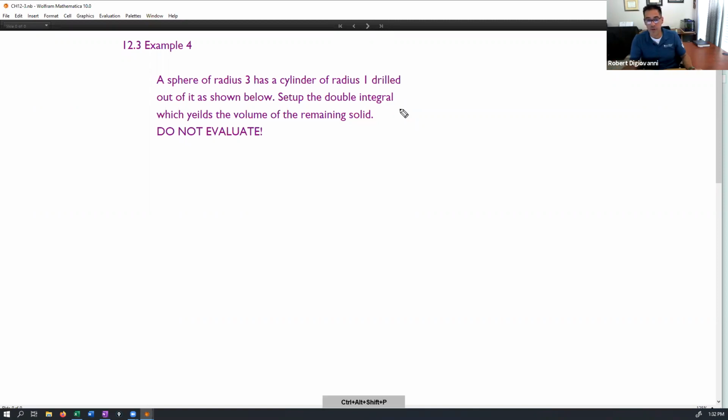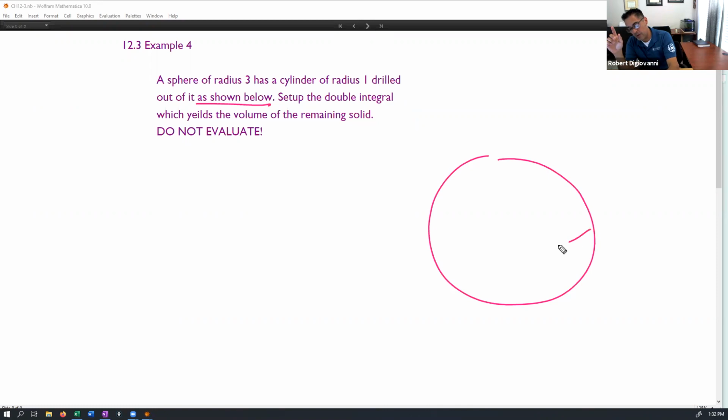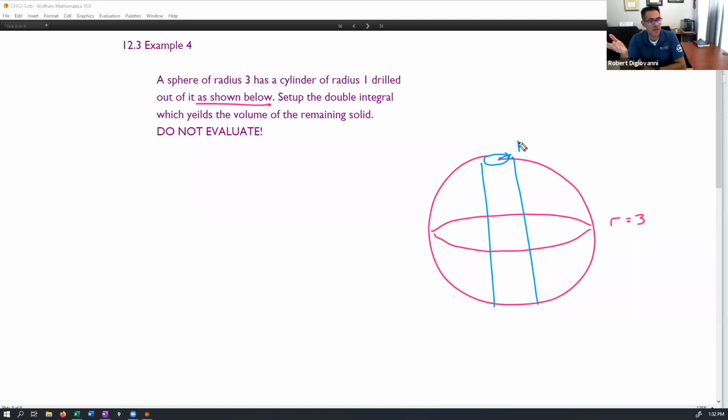Now let me draw a picture first before I show you the picture, because it says as shown below, right? I haven't shown you the picture. Right now, here's what you might be thinking. Here's a sphere. Radius on this is 3 for the sphere. And then you have a cylinder that we're going to drill out, where the radius of this is 1. Does that kind of make sense? And we want to know the volume of what remains.